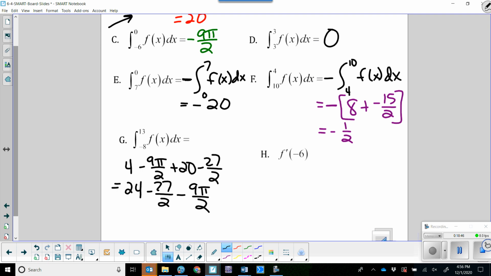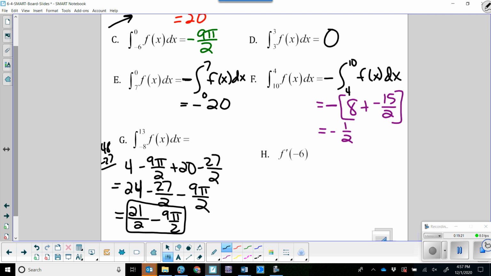And remember, you can just leave that answer because that's exact, or you can do 24 would be 48/2 minus 27/2, which would be 48 minus 27. Sorry, my brain just blanked. Okay, so it'd be 21/2 minus 9 pi over 2, and just leave that answer. Okay, remember, we don't spend a lot of time simplifying. If it was a calculator question, we wouldn't have been doing any of that. We just put the whole thing in the calculator.